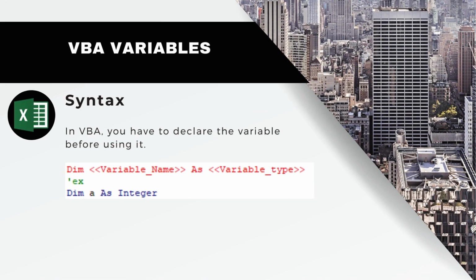Now, the syntax is such that you have to declare the variable before using it. So it would be Dim, variable name, As variable type. In the example below, I put Dim a As Integer.